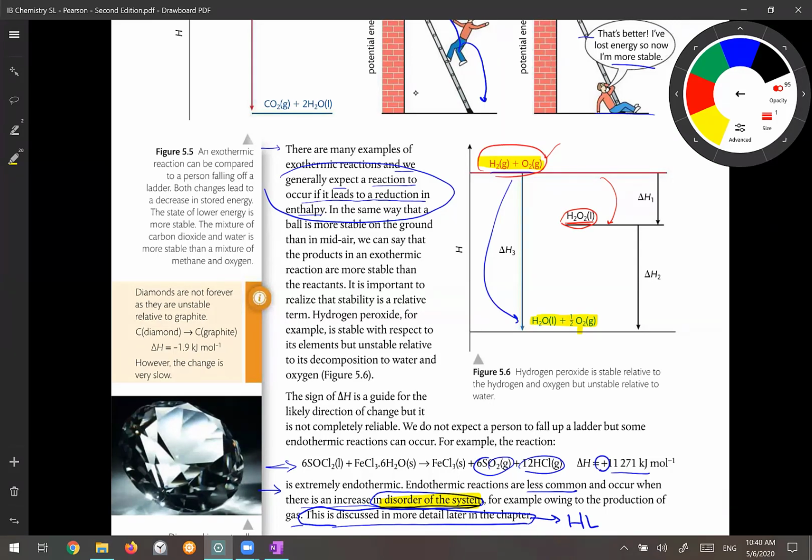But the point is they are more stable relative to each other. If you want to compare H2O2 to water and oxygen, obviously water and oxygen are more stable. So H2O2 can easily convert to that one. So the point is that when we are talking about the stability of any system, it's relative to each other. We can say H2O2 is stable, but it's relative to these ones. Relative to these ones, they are not stable. Any question?